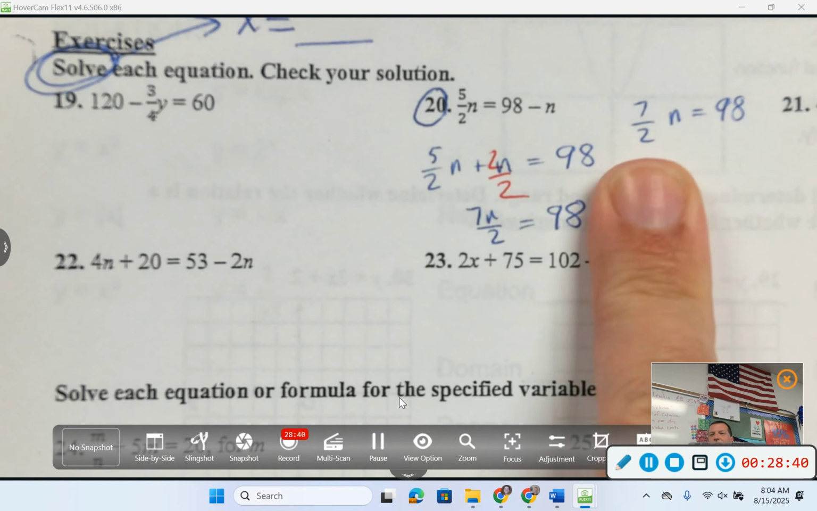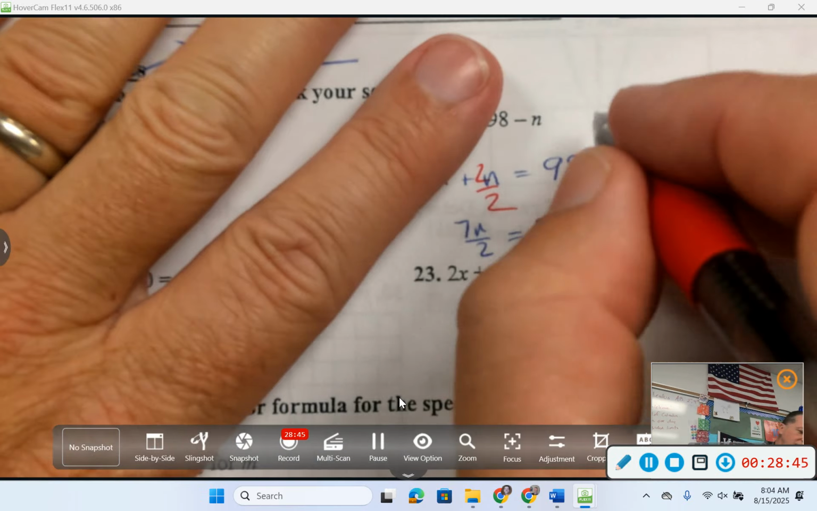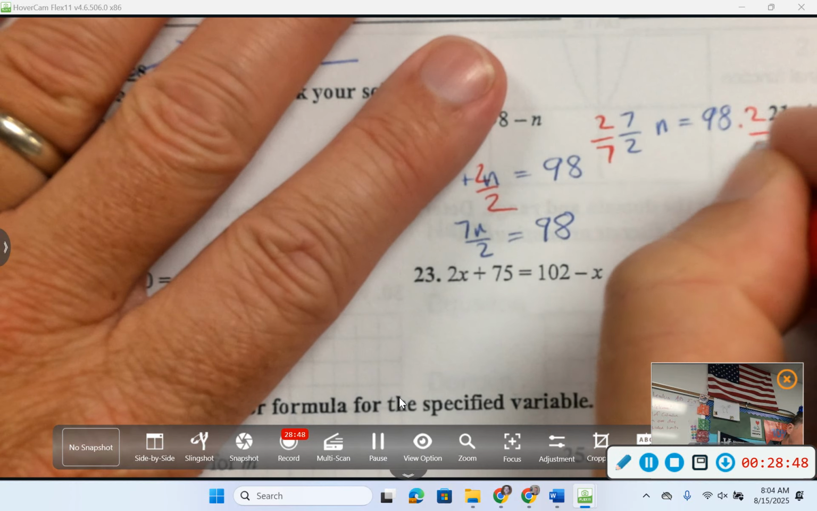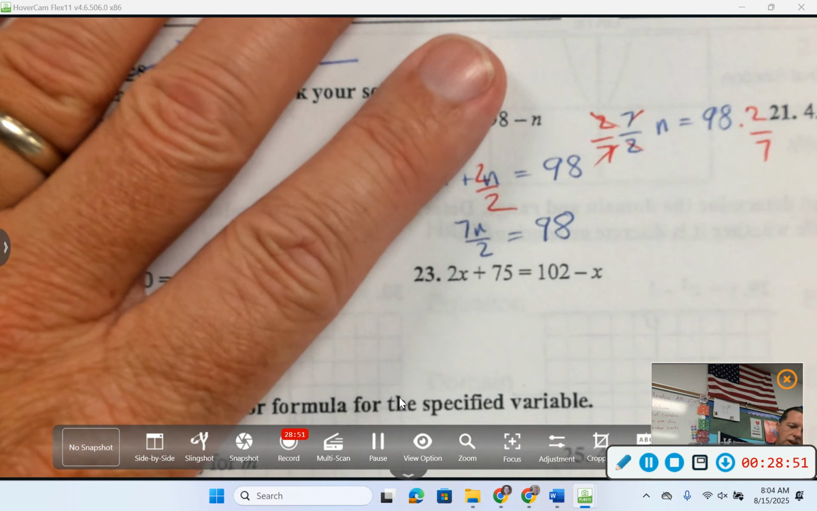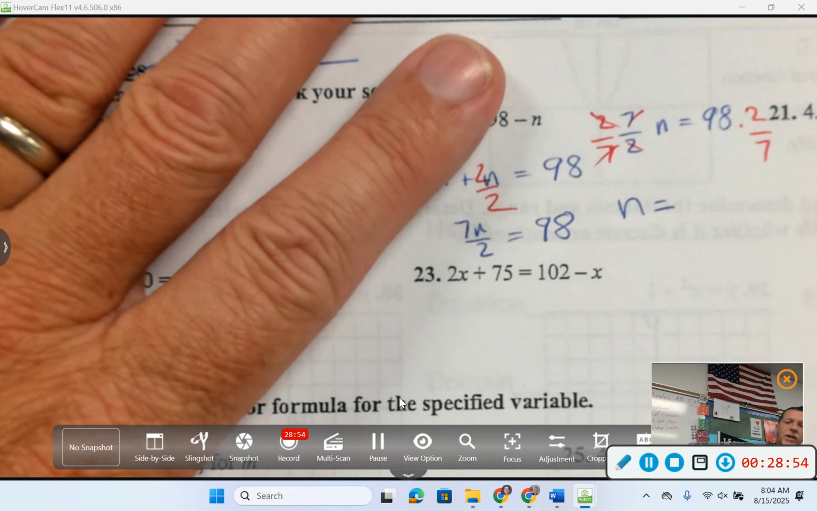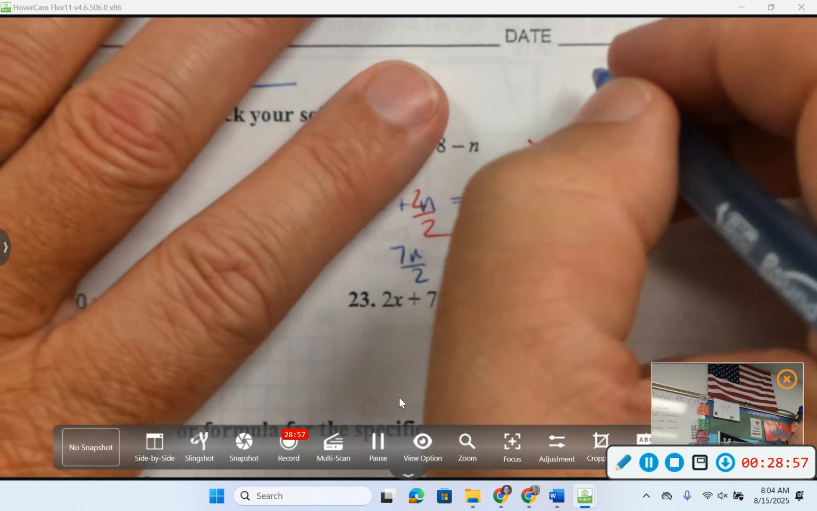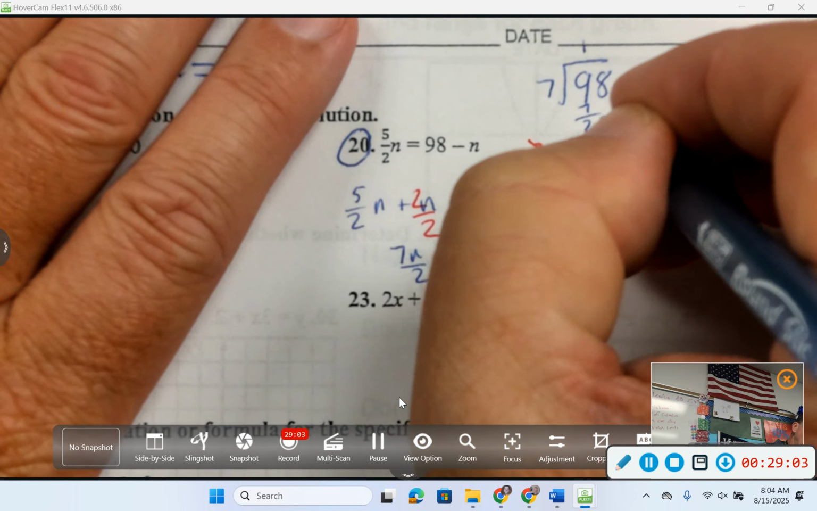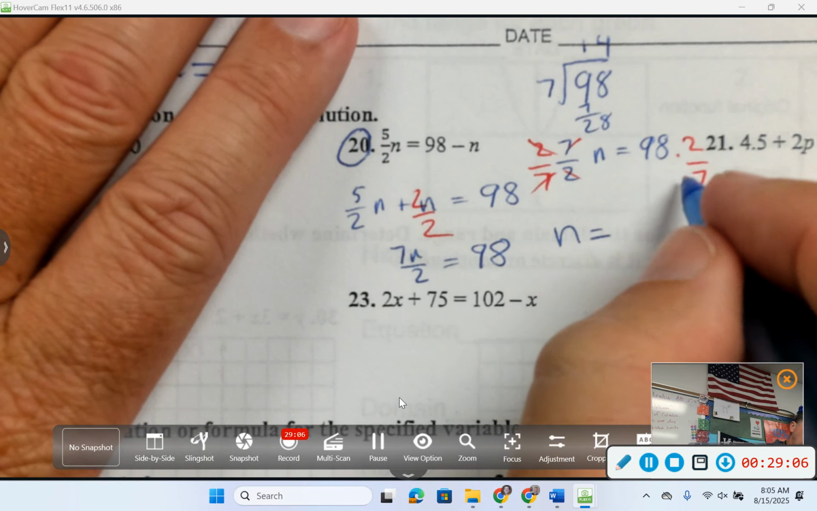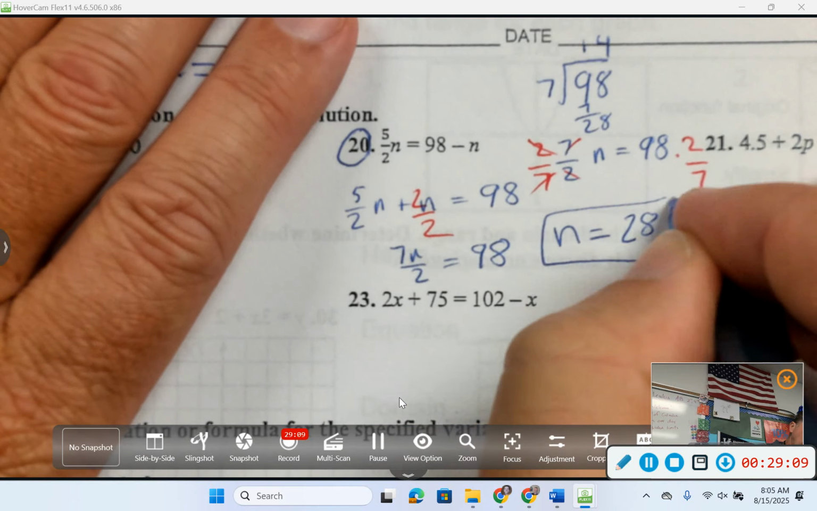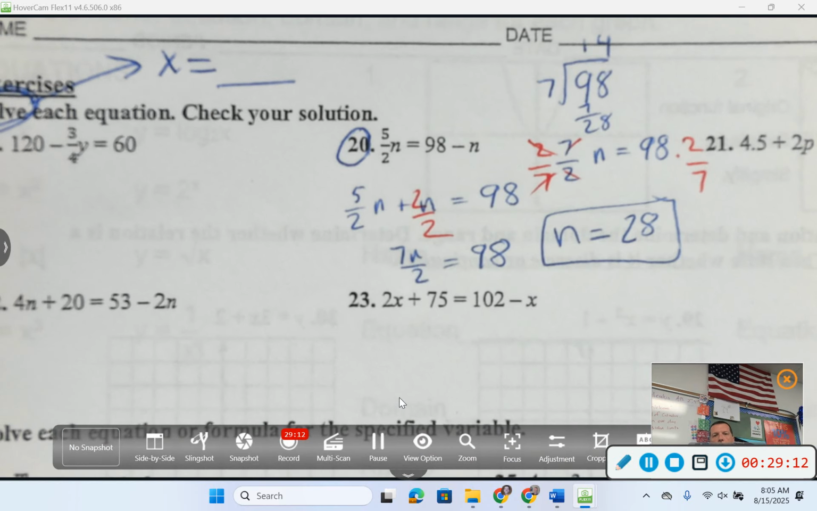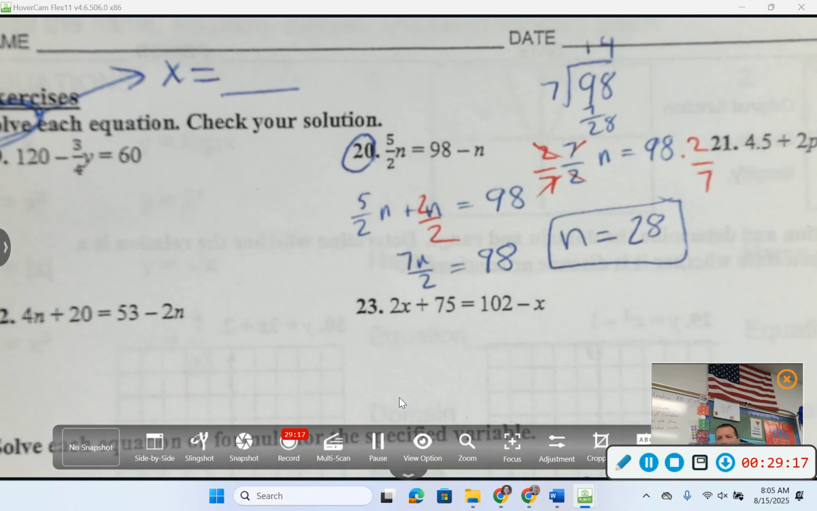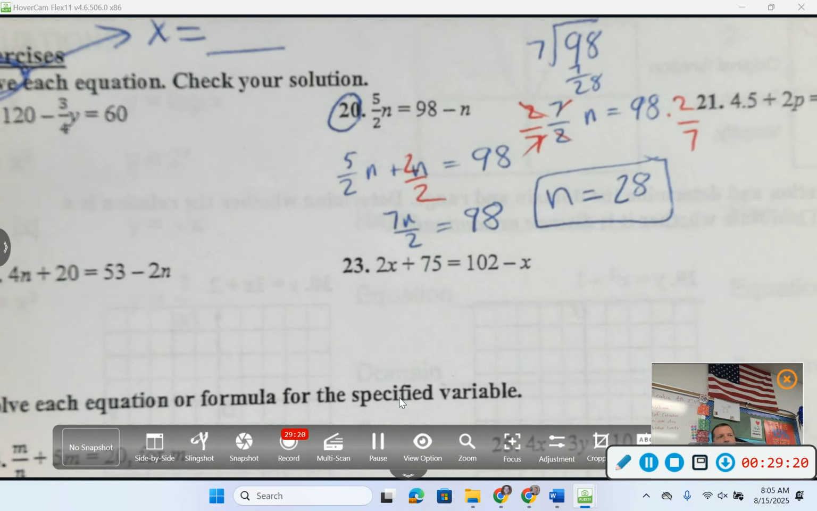How do I undo the 7/2? You got it. Flip it. Multiply by the flip, or multiply by 2/7. So we get n equals whatever 98 times 2/7 is. I'm hoping 98 divides by 7. That'd be nice. Yep, 14. So 14 times 2 is 28. Just your basic algebra skills.